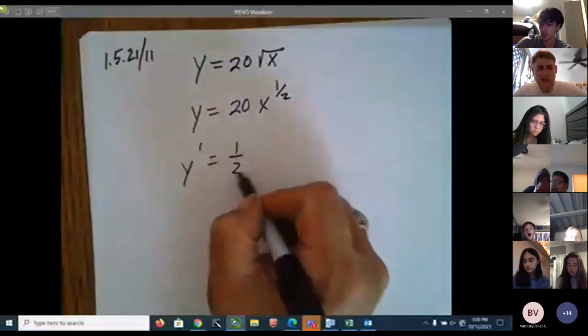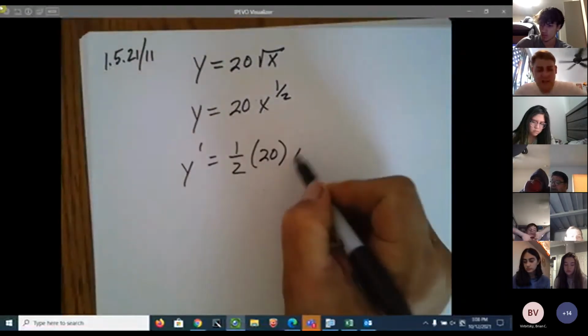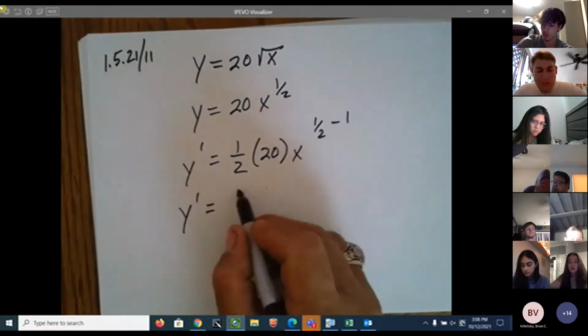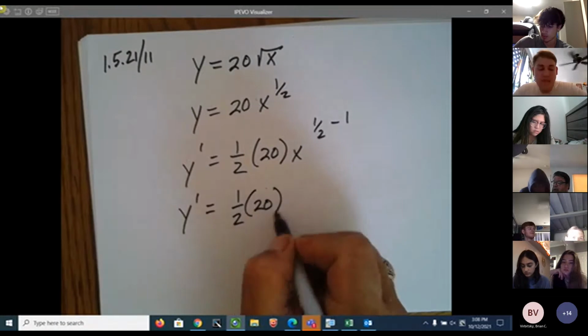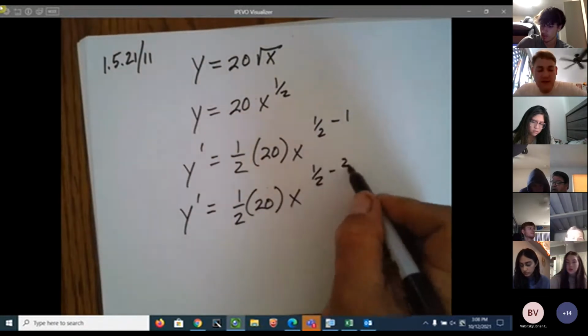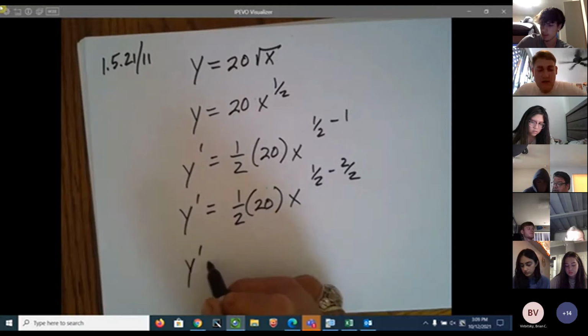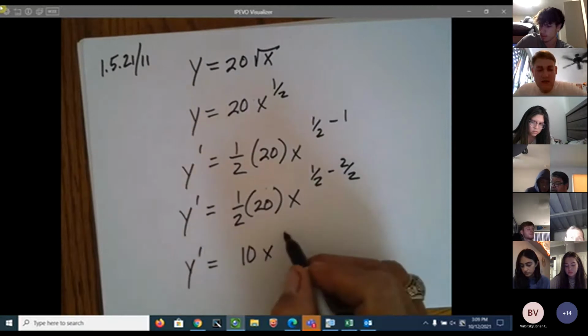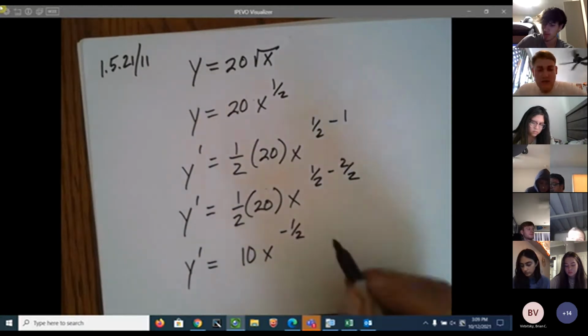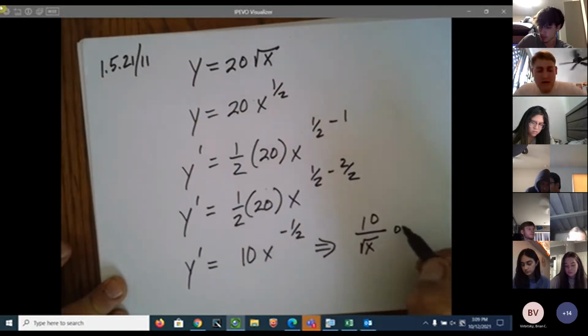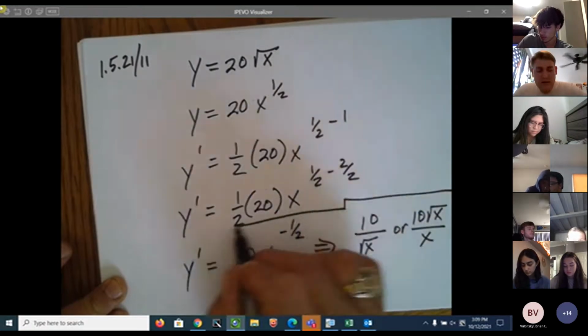Y prime is equal to 1/2 times 20x to the 1/2 minus 1. Y prime is equal to 1/2 times 20x to the 1/2 minus 2/2. I'm drawing it out because I don't want anybody to miss this on the test, which somebody will. 10x to the negative 1/2, and that's equal to 10 over the square root of x, or 10 square root of x over x. Either one of those.